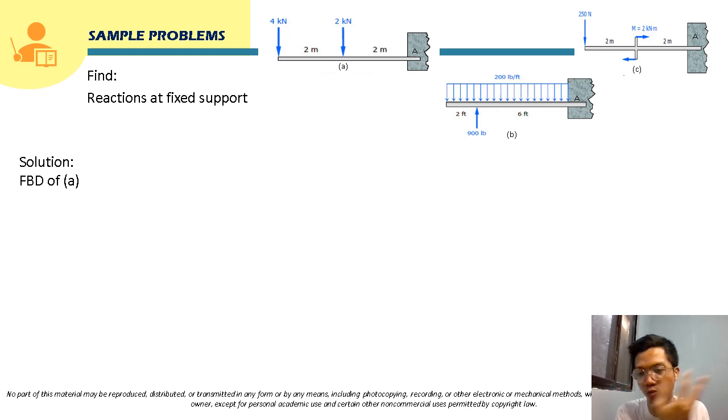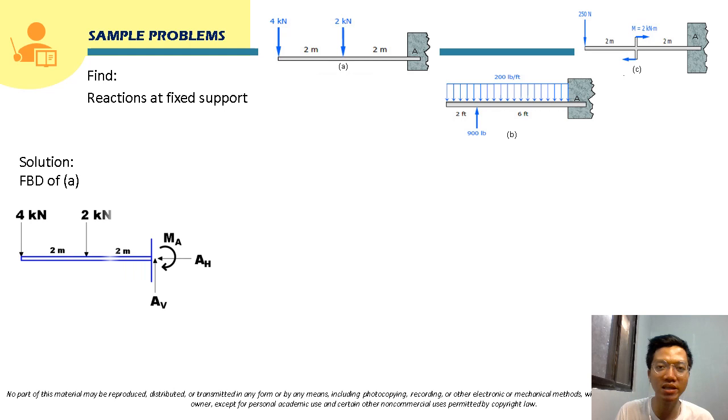As we know from our discussion about the different supports and the reaction forces that they provide, for a fixed support there are three reaction forces, or reactions. There will be a horizontal and a vertical reaction, and there will also be a reaction moment, or moment reaction. So these are the three reactions for a fixed support. Constructing the free body diagram of this beam, this will be the beam.